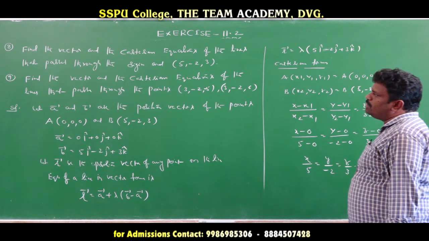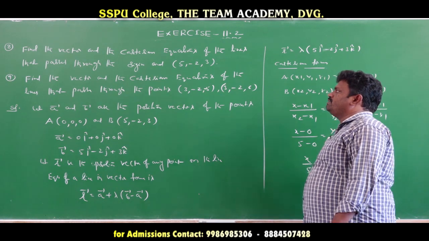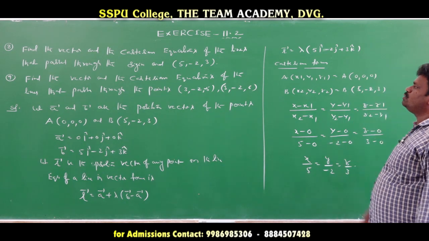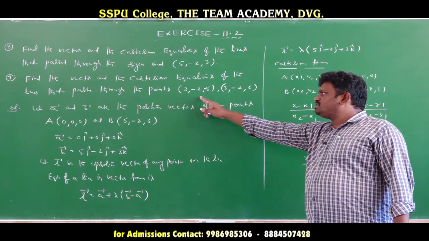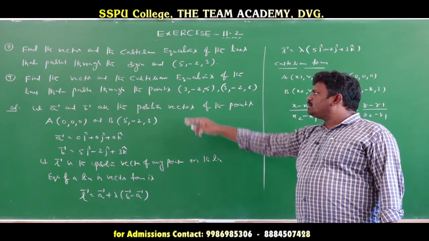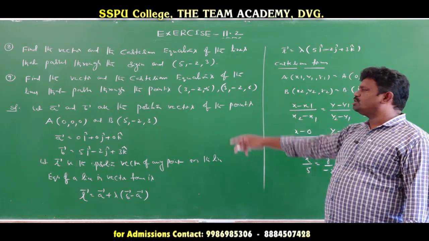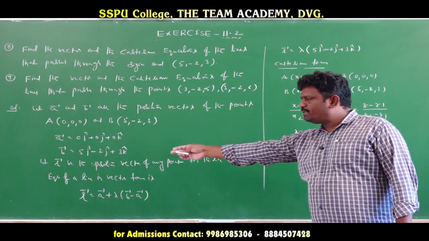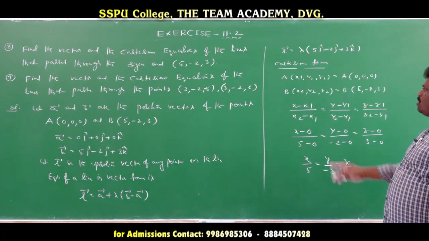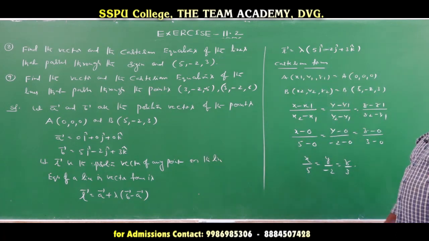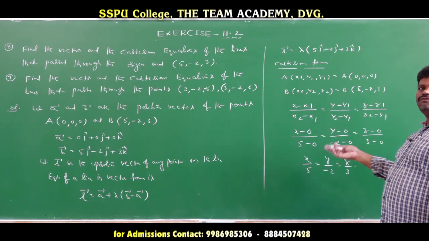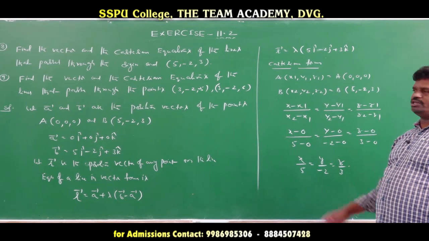So 9th one, Sima: find the vector and the Cartesian equation of the line that passes through the 2 points. Now we consider this is A and B. So A bar means what? 3i cap minus 2j cap minus 5k cap. B bar means what? 3i cap minus 2j cap plus 6k cap. Directly we replace it in this formula, vector form. And Cartesian form means directly we take the coordinates of the points. Like that, if you substitute it, we get the Cartesian equation of the given line.